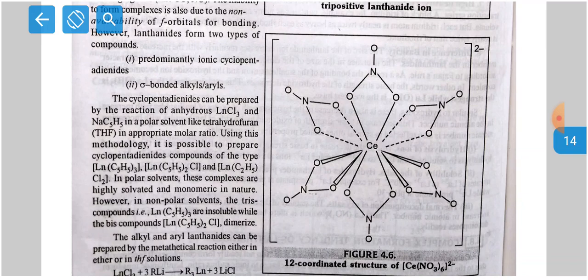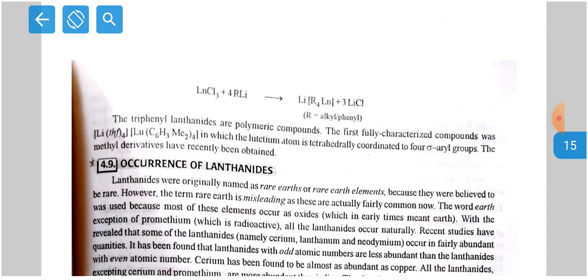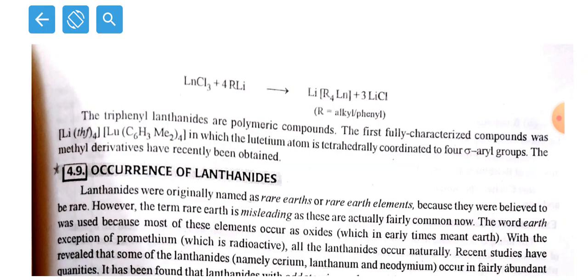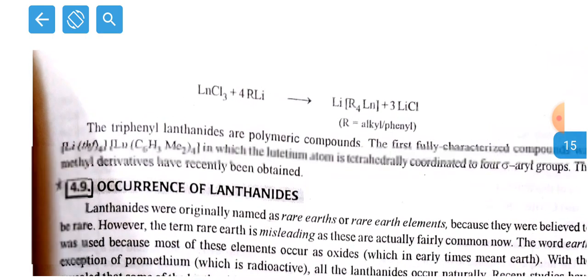Figure 4.6 shows the 12-coordinated structure of the Ce(NO3)6 2- ion. LnCl3 plus 4RLi gives LiR4Ln plus 3LiCl, where R is alkyl or phenyl. The triphenyl lanthanoids are polymeric compounds.